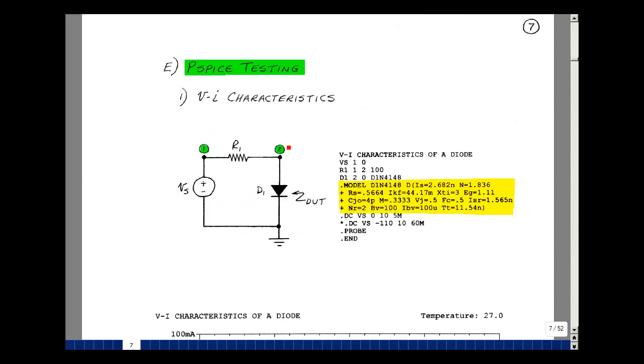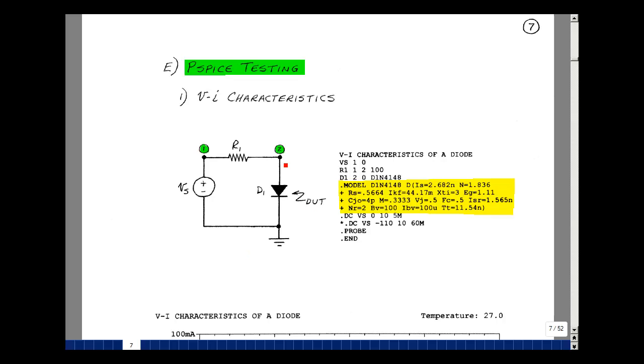Let's take our test circuit from Chapter 2 to do the VI characteristics of a diode. And now let's put in that P-SPICE model for the 1N4148. No matter what model people create or generate, you could use this circuit to test its VI characteristics and see whether it's what you expect to see.